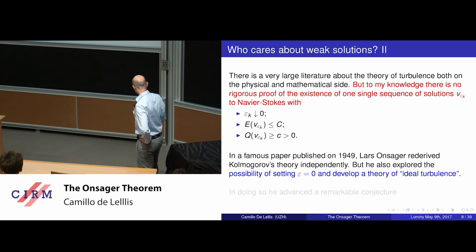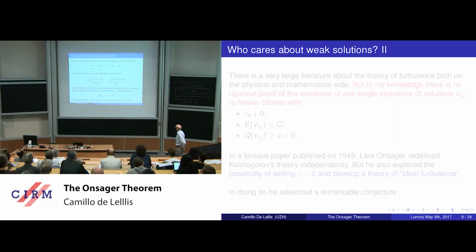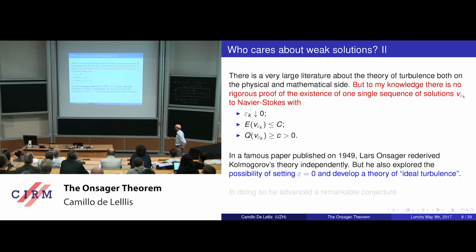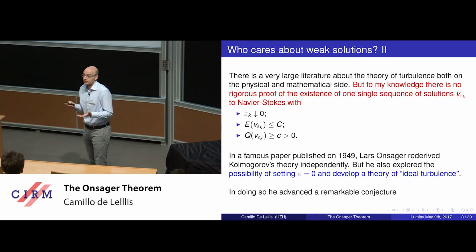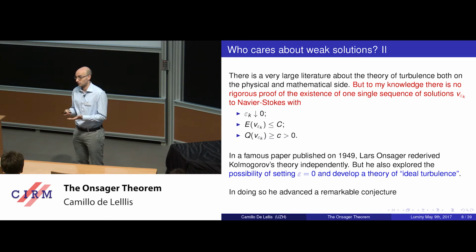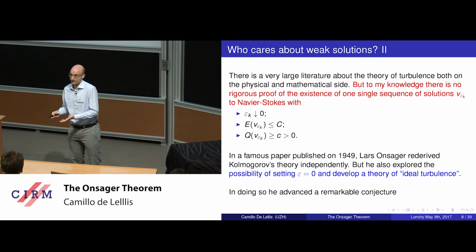is a behavior like this when epsilon is going down to 0, then why don't we put directly epsilon equal to 0? And when we put directly epsilon equal to 0, we try to develop a theory of ideal turbulence, and we should expect the existence of weak solutions to the Euler equations which dissipate the kinetic energy. Why weak solutions? Because the classical solutions don't dissipate the kinetic energy.